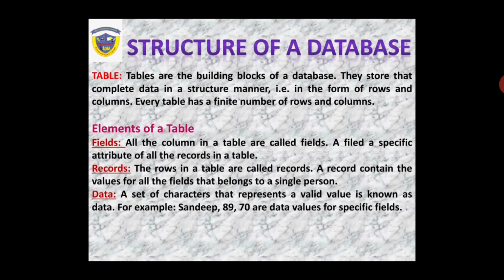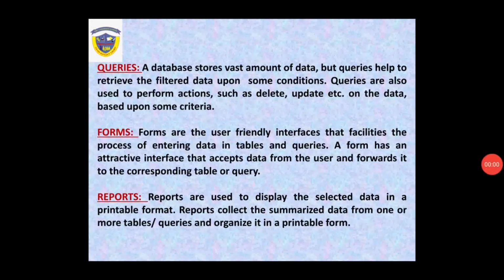Next is data. A set of characters that represents a valid value is known as data. Valid value means the proper record that is correct. It is data, for example, that is filled in a column, filled in a cell. For example, Sandeep, 8970 are the data values for specific fields.